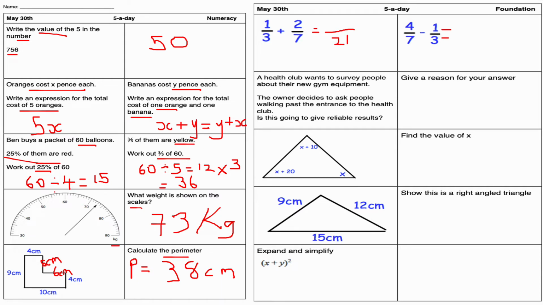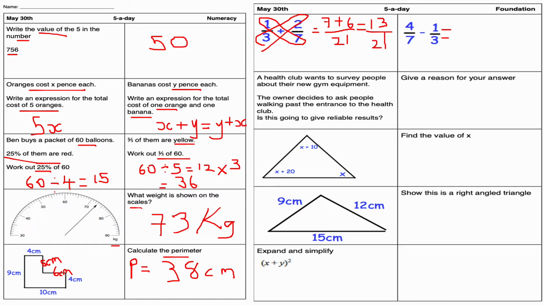I then do 7 times 1, so I'm going to circle this here, so it's cross multiplying, so 7 times 1 or 1 times 7 is 7, plus 3 times 2 or 2 times 3. So 7 plus 6 is equal to 13. So the answer is 13/21.